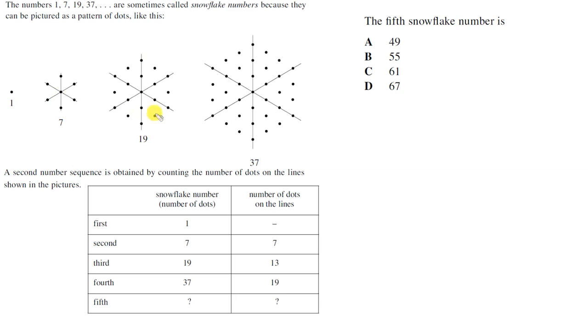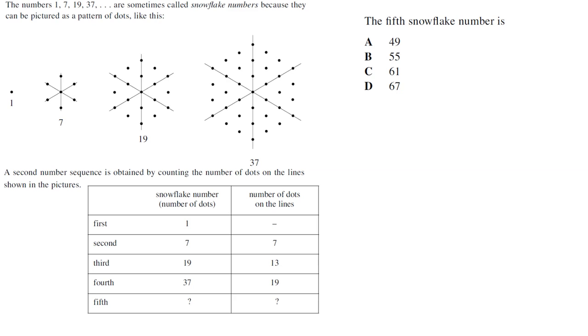The third one, there are 19 dots in total, but if you count up all the ones on the line, 1, 2, 3, 4, 5, 6, 7, 8, 9, 10, 11, 12, 13. There are 13 dots that inhabit a line. And the same goes for our fourth, and obviously our fifth and so on.